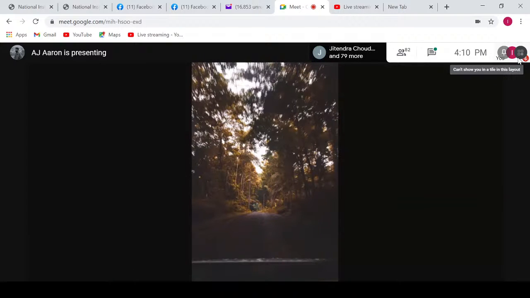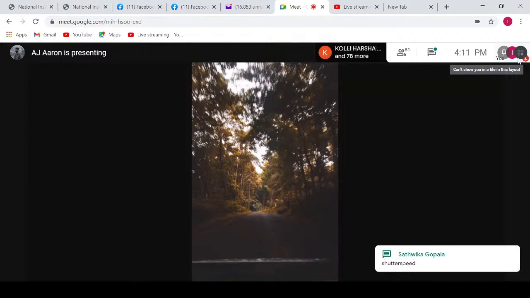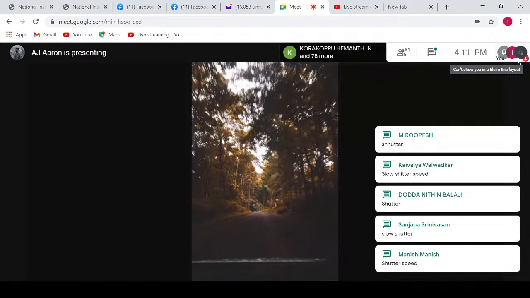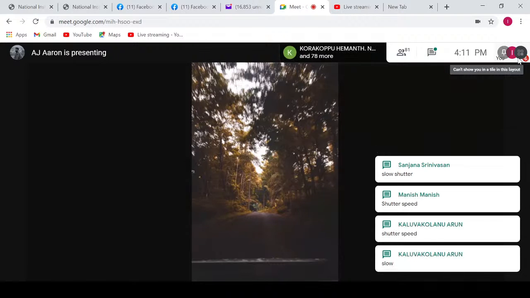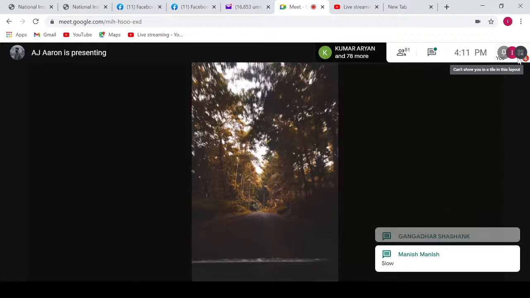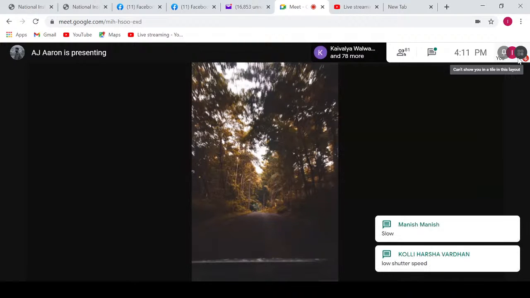Right. So this question is to everybody. Why do you think motion blur happens? What setting of the camera, like those three, shutter, ISO, aperture, do you think affects motion blur? Shutter speed. Right. Should the shutter be slow or fast to achieve motion blur? Slow. Correct. The slower the shutter, the more motion blur you'll have when you move.